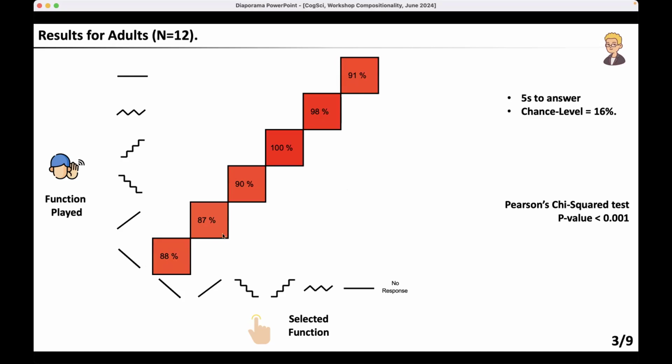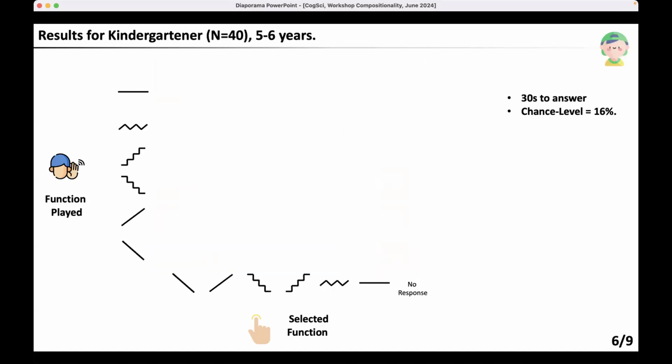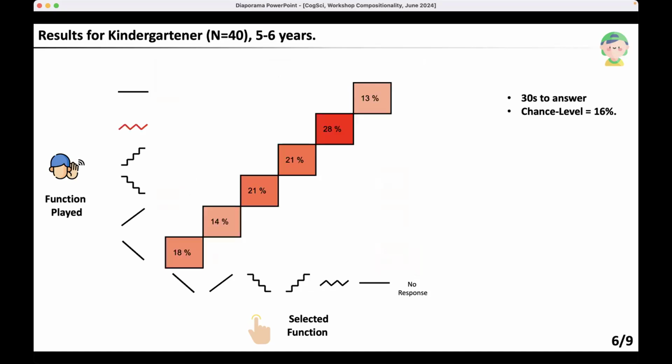But for some functions that have been played, so for some melodies, adults are not perfect and they make some mistakes, but actually they are not random mistakes, and I will come back to these in a minute. But the interesting part in this talk is the result for the kids. And first, we tested both kindergartners and first graders, and I represent here the results from 40 kindergartners, so around 5 to 6 years old.